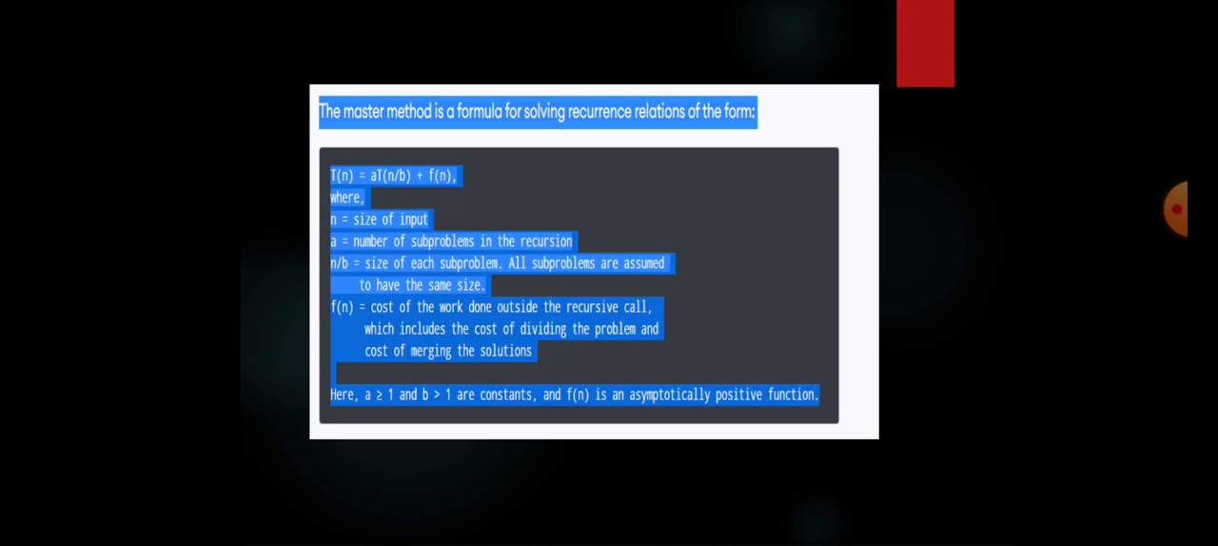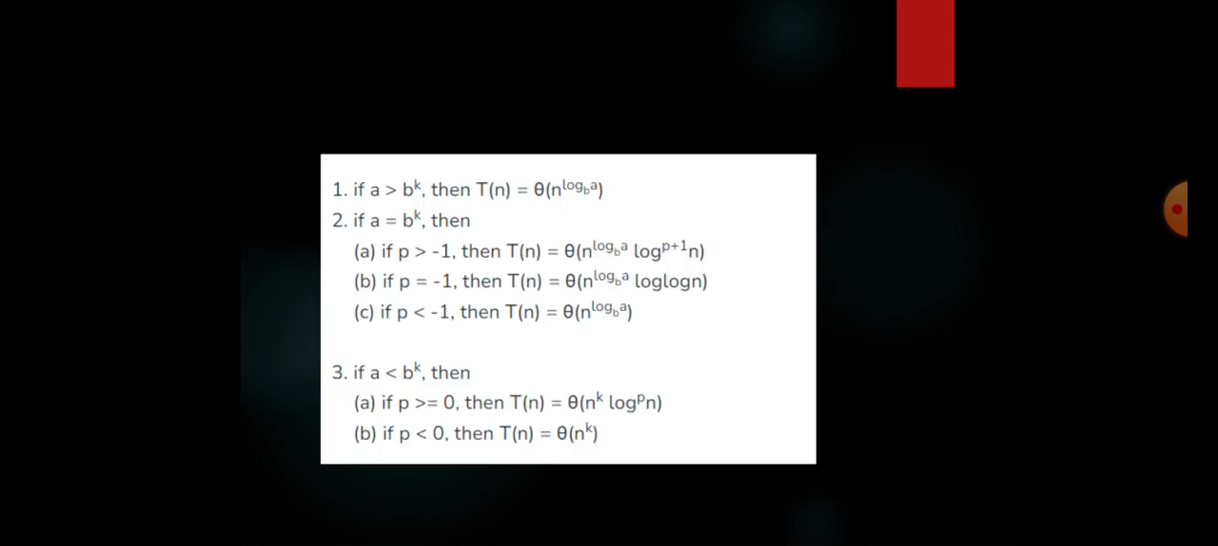So if a particular recurrence relation is in the form T(n) = a T(n/b) + f(n), then we can apply Master's method. Otherwise we have to go for either the backward approach or the forward approach.